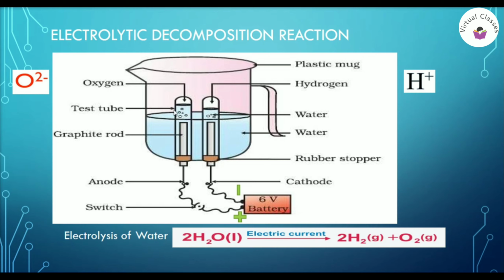We can see in the figure the amount of O2 gas formed is less as compared to that of H2. This is because when one molecule of water breaks down, it can give two atoms of hydrogen and one atom of oxygen. That's why per water molecule, the amount of hydrogen gas formed is double that of oxygen gas. This is how electrolytic decomposition of water takes place.